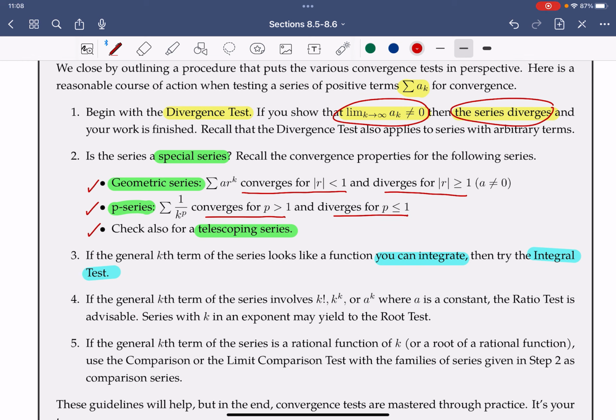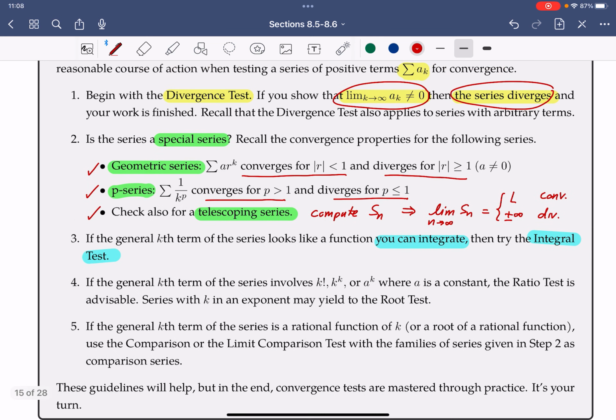Telescopic series: you compute S_n, and then you take the limit of S_n and see if it is convergent or divergent. If it is equal to L, convergent. If it is equal to plus infinity or minus infinity, divergent. That is the telescopic series.